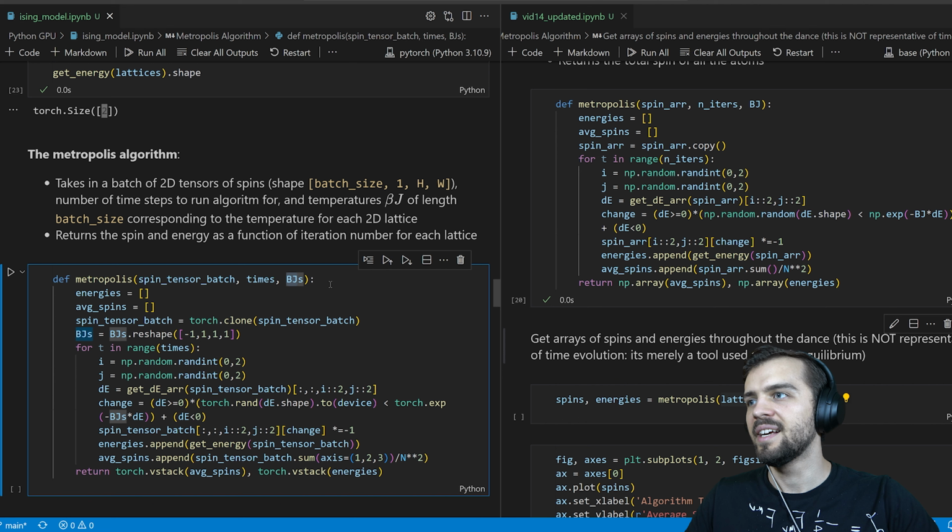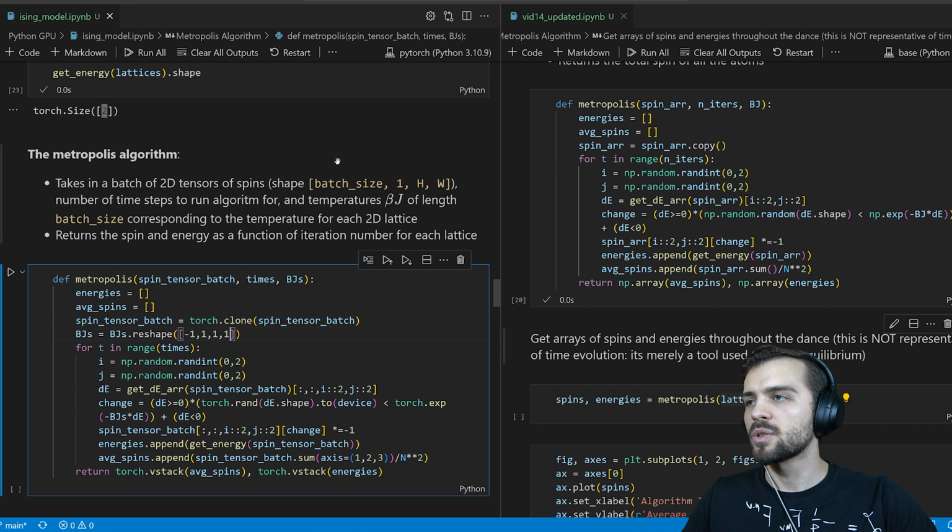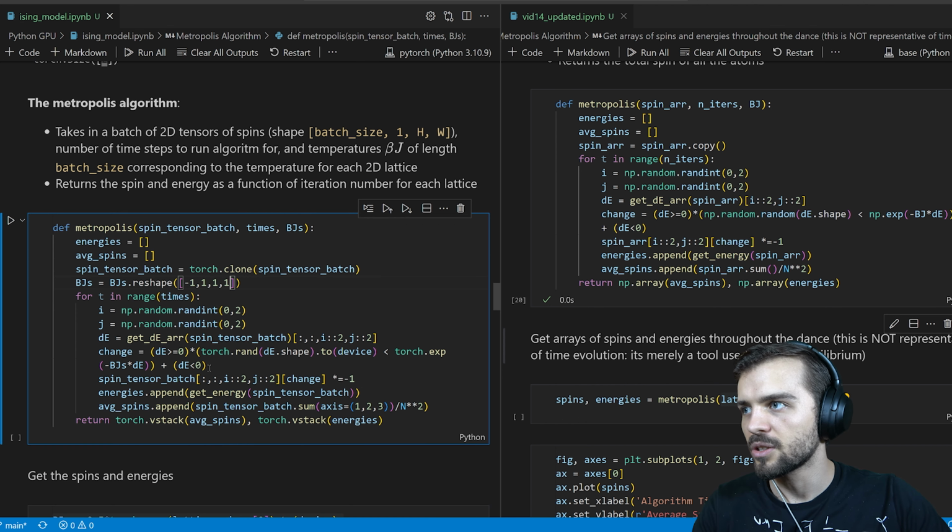So beta J is a tensor that has 2 elements in it. This thing is going to have 2 elements by 1 by 1 by 1. So it allows me to operate this beta J tensor, multiply it by a tensor that has this same shape here. So that's why I include it, and that's why I can do this operation here.